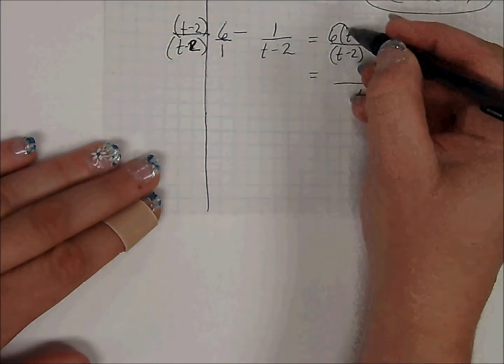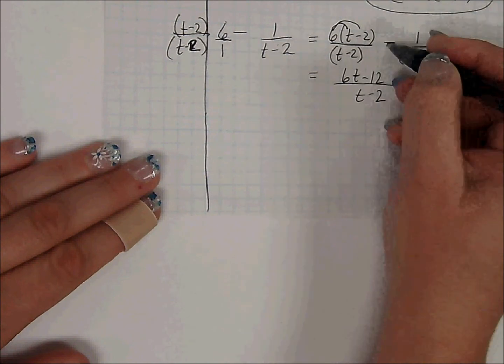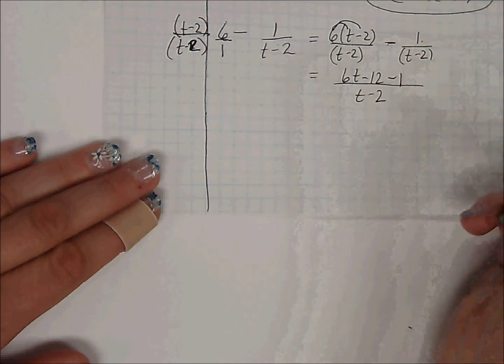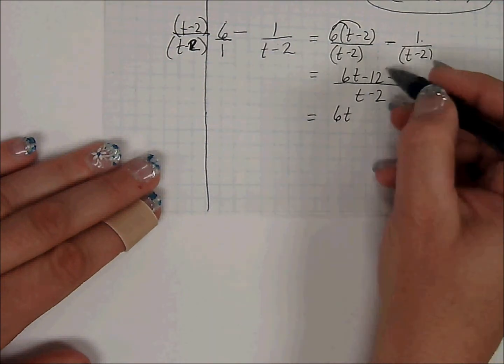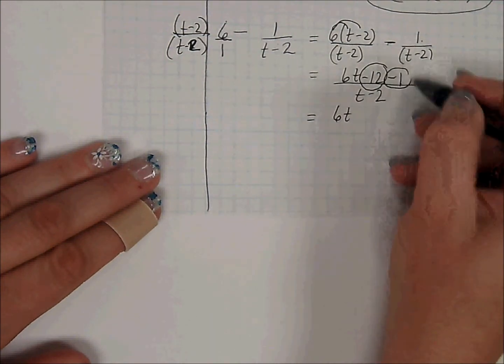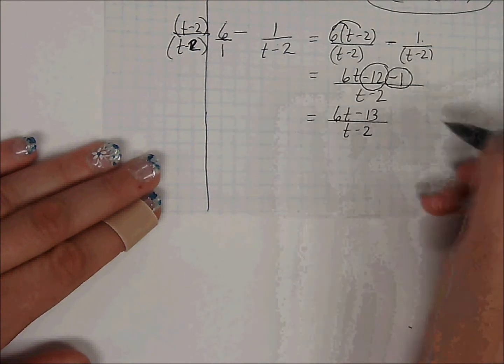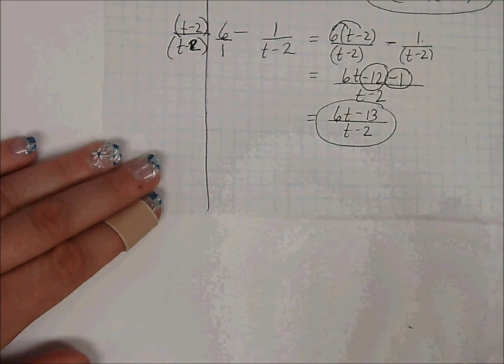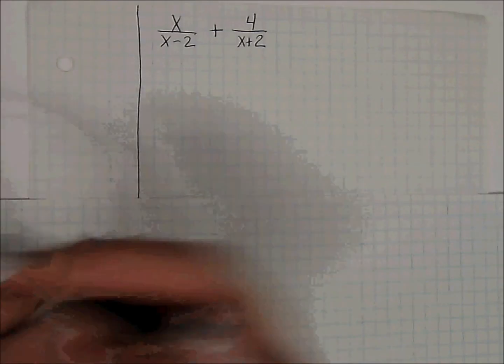Here I distribute the 6. 6t minus 12 minus 1. Clean that mess up. There's only one t on the top. Here is a negative 12 and a negative 1. That's negative 13 over t minus 2. I can't factor anything out. I'm done right there. Now we have another addition problem to practice.